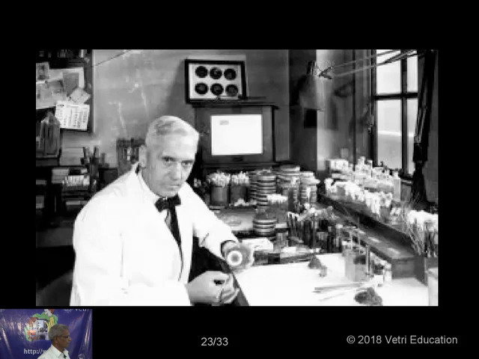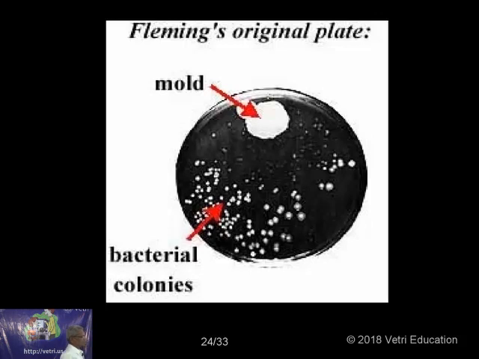See, Fleming is working in his laboratory. This is the culture of the bacterial colonies. Bacterial colonies are growing, and then the mold, the penicillium mold. When the penicillium is growing in a petri dish, in that particular petri dish, bacteria are not able to grow. This he was able to find out.